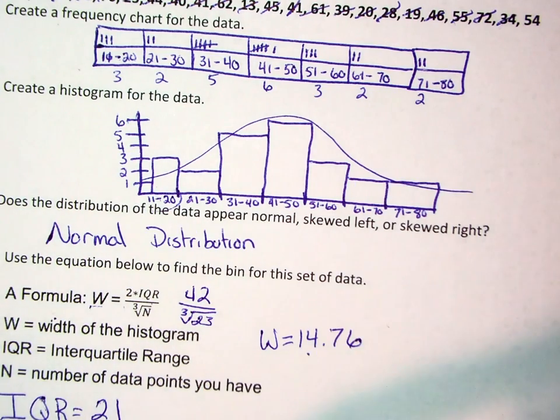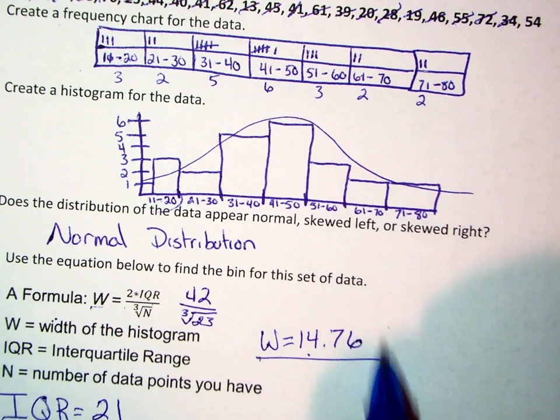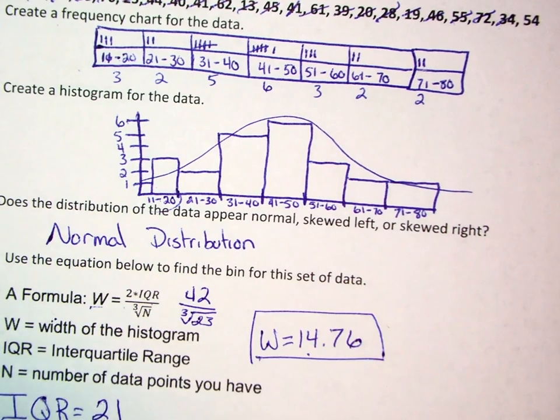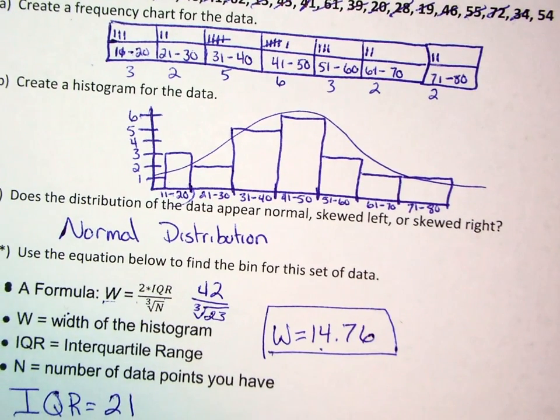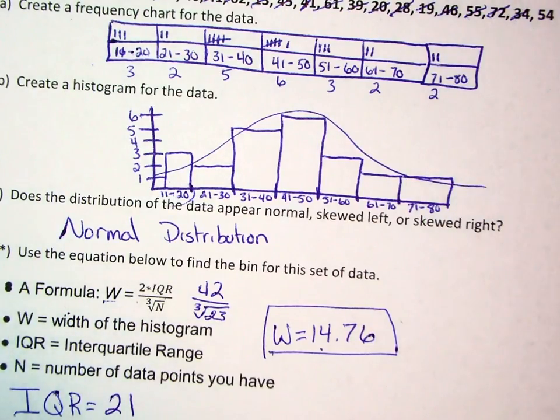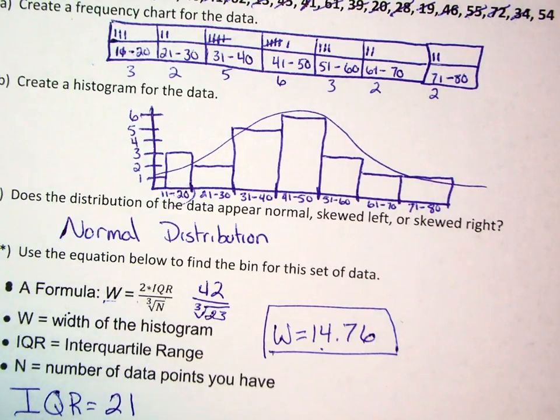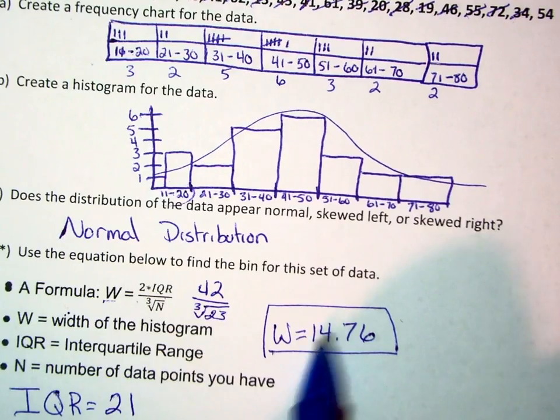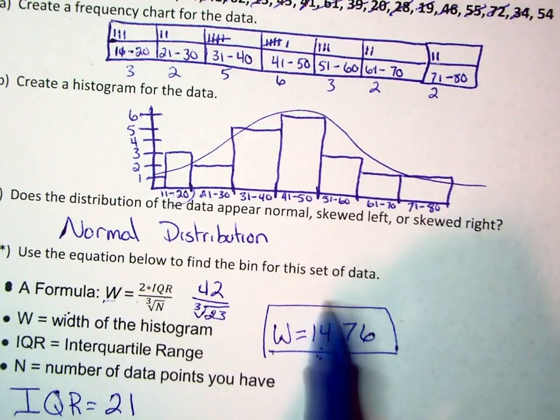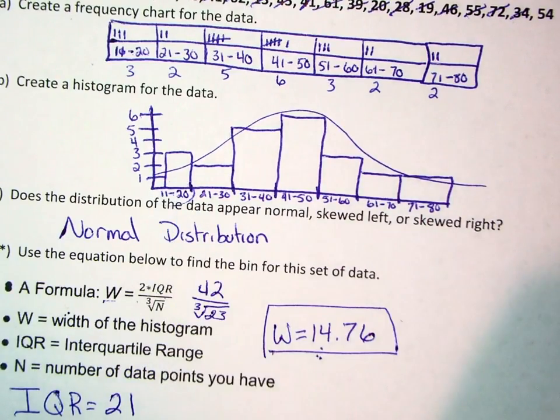So again, I'm not going to require you to know how to do this right now, but since I know that there are some of you that are probably dying to know, how do I know if I should have 4 bins, 5 bins, 6 bins, 7 bins? This is how you determine. That's going to tell you the spacing of your frequency for each bin.